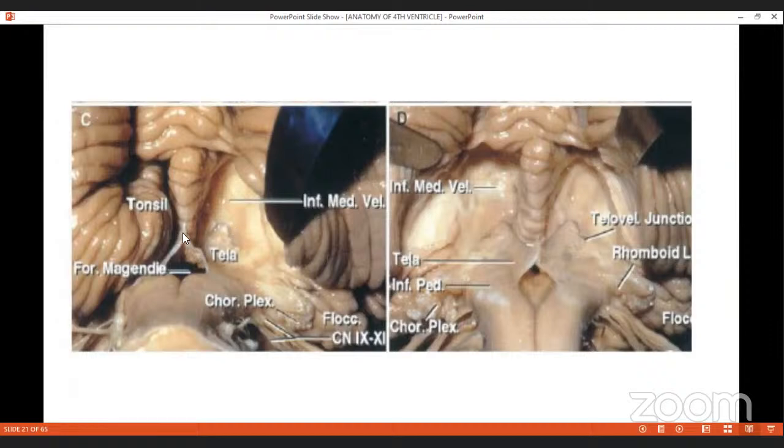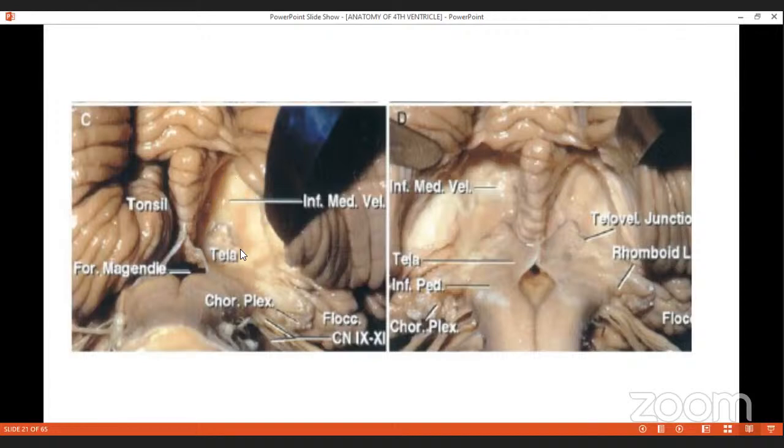Now, this is another diagram. On the right side, you could see the tonsils of the cerebellum located. And on this side, the cerebellar tonsil has been retracted. So after the cerebellar tonsil has been retracted, you could see the midline structures of the cerebellum. Whereas this is the inferior medullary vellum, which we have already seen.